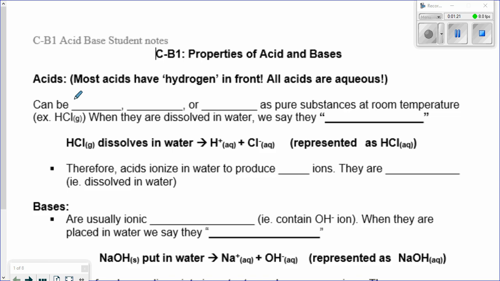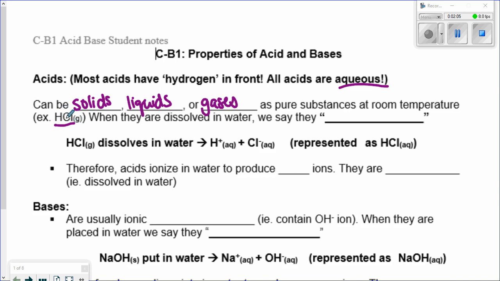So first we're going to talk about acids. Our general way that we'll describe it is most acids have hydrogen in front. The big thing though is all acids are aqueous. So we'll talk about what aqueous means. That'll be important in chemistry B as well. They can be solids, liquids, or gases as pure substances at room temperature. An example is hydrogen chloride gas. Again, our nomenclature from the first part doesn't disappear. If you're still struggling with it, we need more practice.